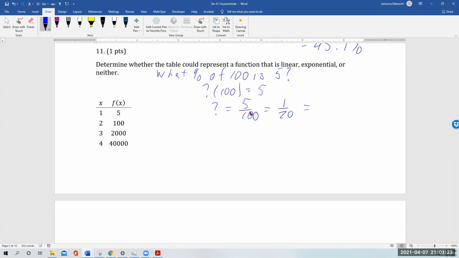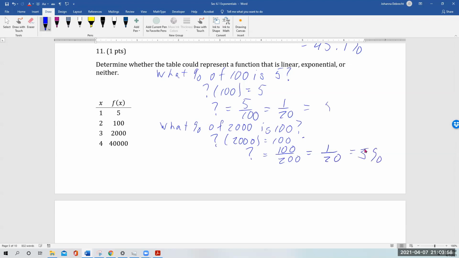Now let's take a look at the next pair. What percent of 2,000 is 100? When we do this ratio, we have the unknown ratio times 2,000, which equals 100. This is going to give us the unknown equal to 100 divided by 2,000, which also reduces to 1 divided by 20, the same 5%. This is the same amount. And you'll find if you do the final one as well, that you get the same value.